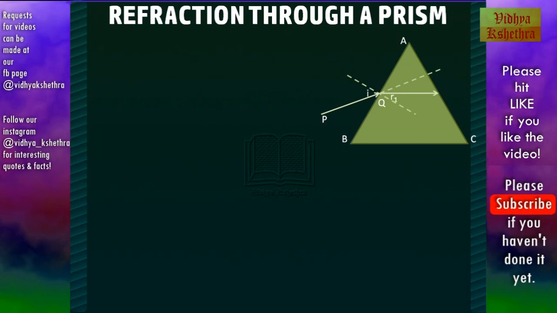Now when this ray reaches the other face AC, this undergoes refraction. But since the ray of light passes from a denser medium to a rarer medium, that is from glass to air, the refraction is such that it bends away from the normal. Here, E is the angle of emergence and R2 is the angle of incidence after refraction at Q.